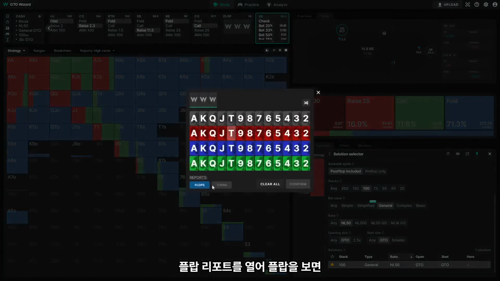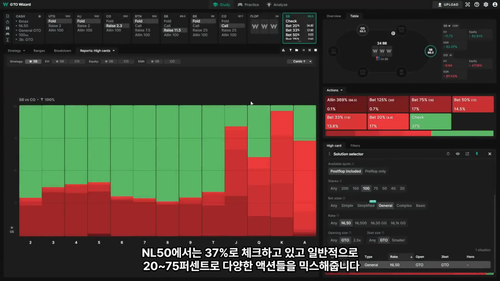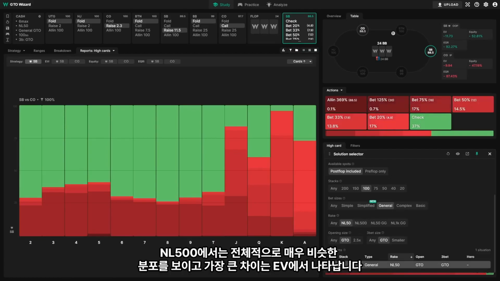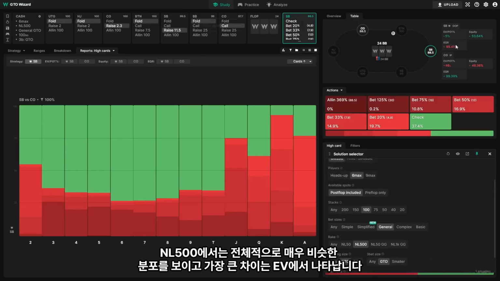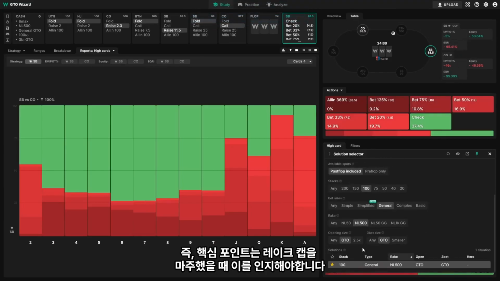Let's take a look at the flop reports. So I'll open this up and take a look at the flops. Here we see that at NL 50, we're checking about 37% of the time and typically preferring a good mix of sizes, anywhere from 20% to 75%. At NL 500, you can see a very similar overall distribution in our frequencies, but certainly the sizes change. The biggest change is in our expected value in terms of total pot share. See that up here as well.